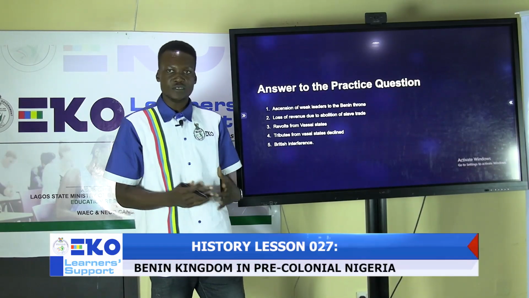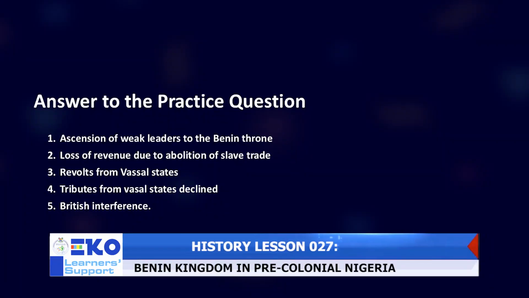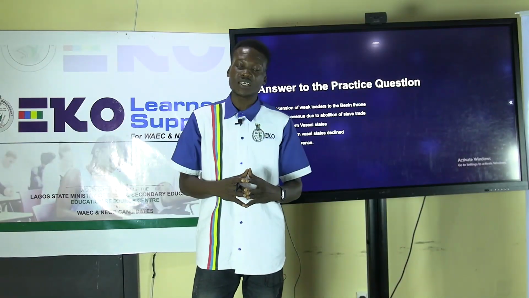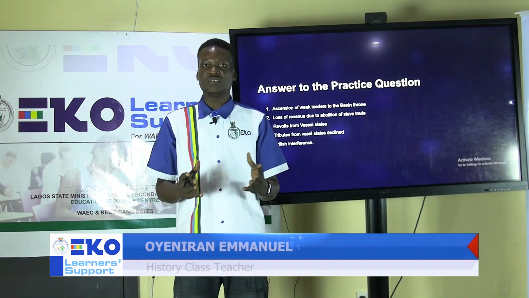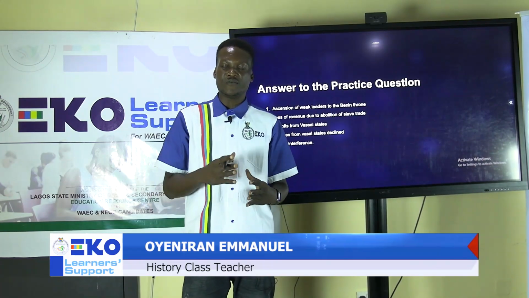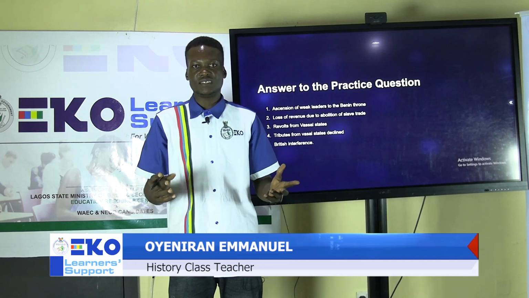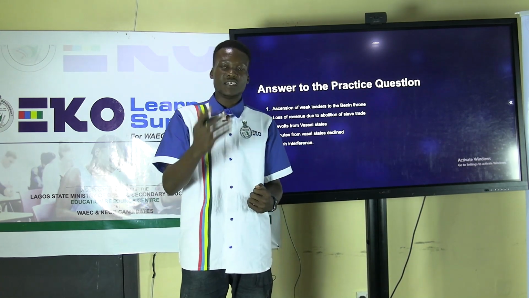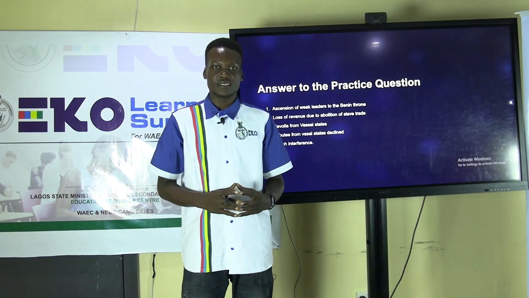Then 5. British interference. When the colonial period came to stay, when the British interfered, it led to the decline and the fall of Benin Kingdom. Here is the end of today's class.